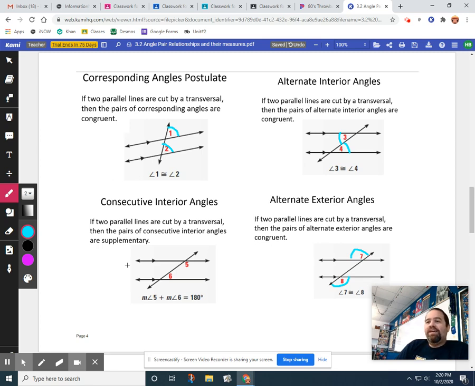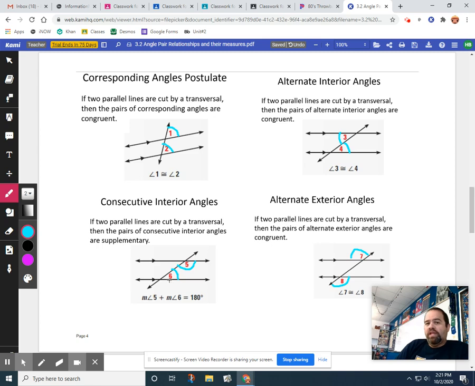Now, the one that's different is the consecutive interior angles. Now, like I said, I know it's kind of small, but if you look at this angle 6 here, angle 6 is this nice little acute angle down here at the bottom, but angle 5 up at the top, that obtuse angle, there's no way those are going to have equal measures.